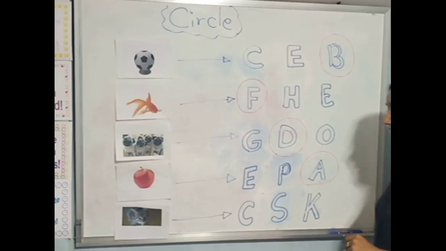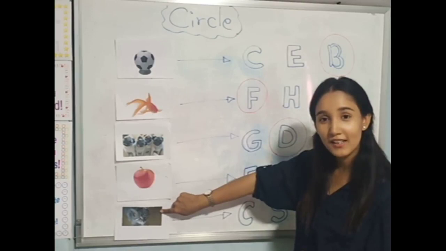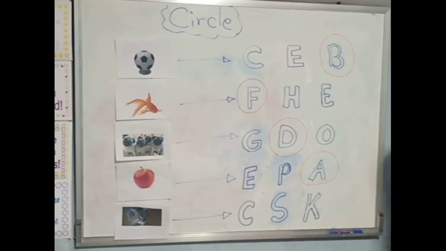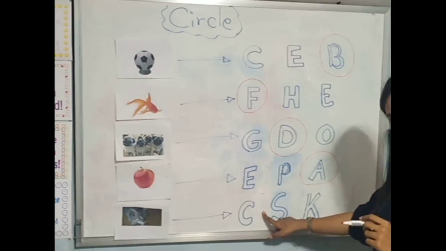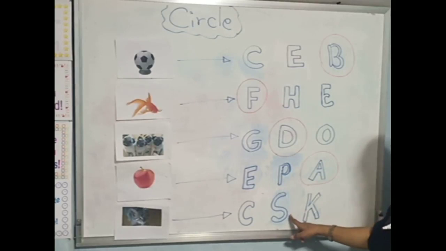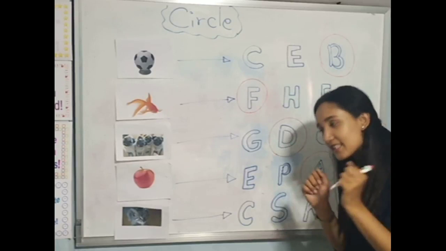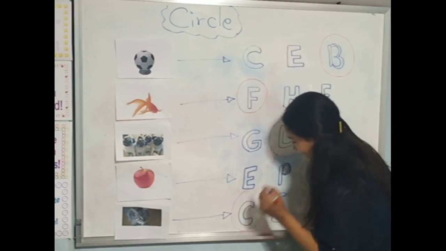Okay. So the last picture. What animal is this? What do you see in the picture? Cat. Okay. For cat, which letter is the correct answer? Letter K or letter X or letter C? Do you think letter K is the correct answer? No. How about the letter X? No. How about letter C? Yes. So what do we have to do? Circle. Good job.